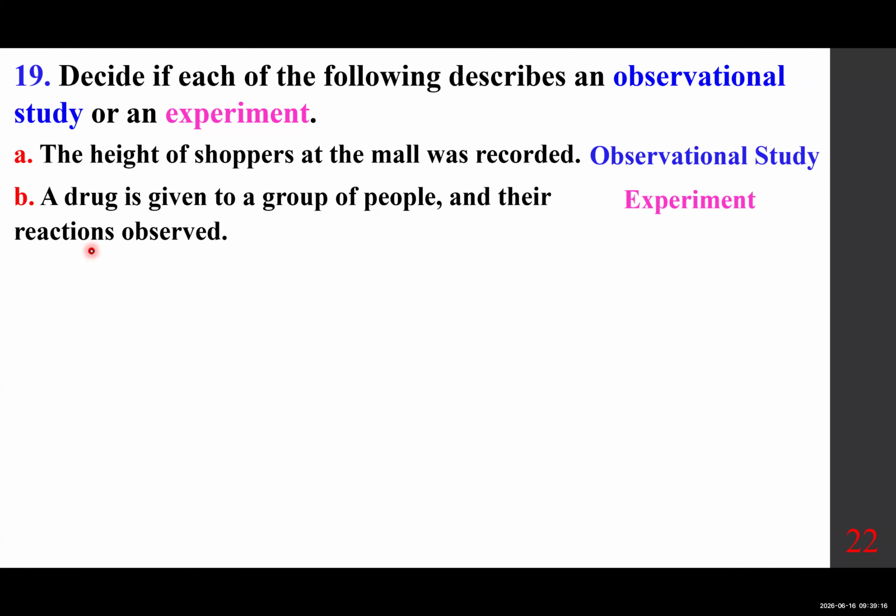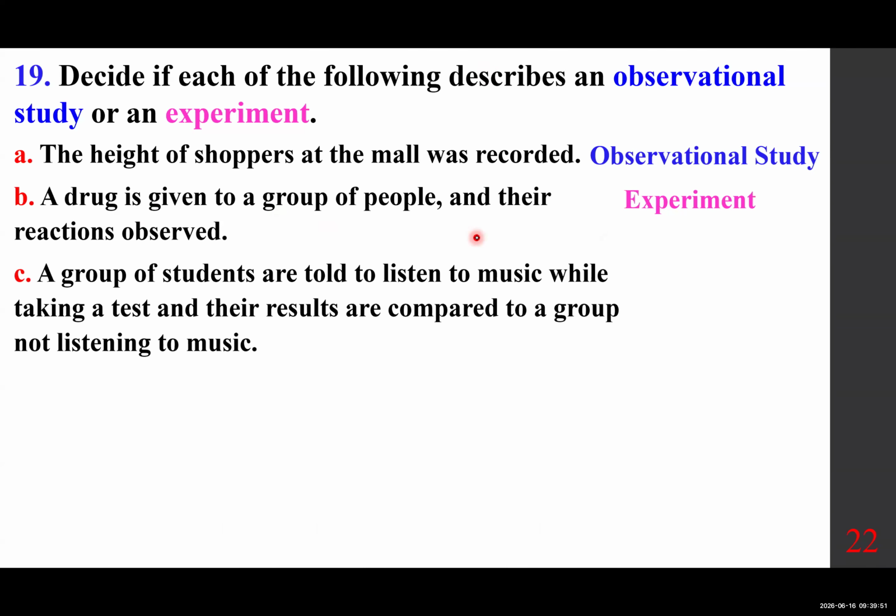So we want to understand why it's an experiment, everybody. So the difference between an observational study and an experiment. Definitely there's a treatment involved, right? A drug is given to a group of people and the reaction observed. When the treatment is involved, that becomes an experiment. All right.